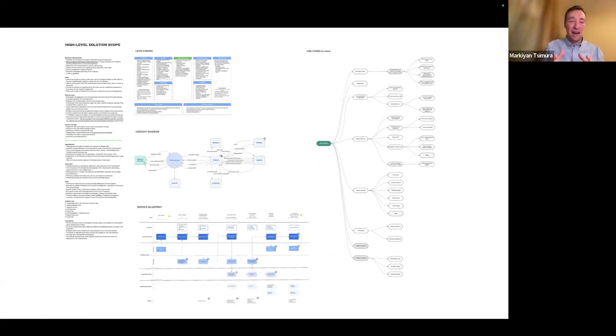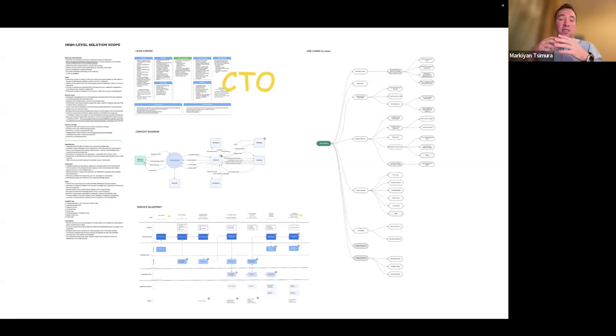And that's how you're going to form this high-level solution scope. Of course, I'm not going into each detail. How do you build decomposition? How to build a context diagram? That is all separate topics. But at least in this one pager, you are trying to explain and to collaborate with your stakeholders.